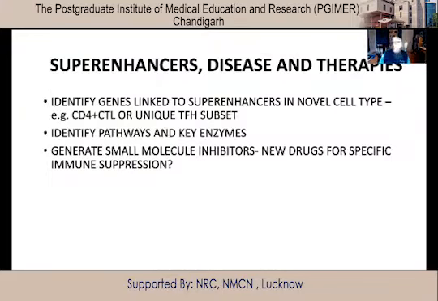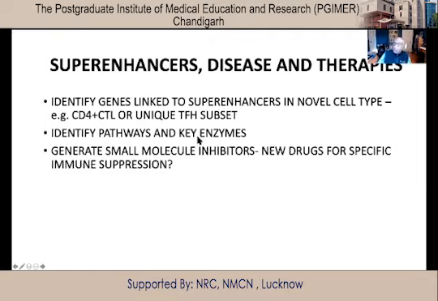So we use this as a tool. I'm not going into the methodologies of these. We could discuss that, but we use things like ATAC-seq, we use DNA methylation in order basically to identify super enhancers. We use ATAC-seq and we use histone modifications. Anyway, so we identify genes linked to super enhancers in CD4 CTLs and some TFH subsets we're interested in.